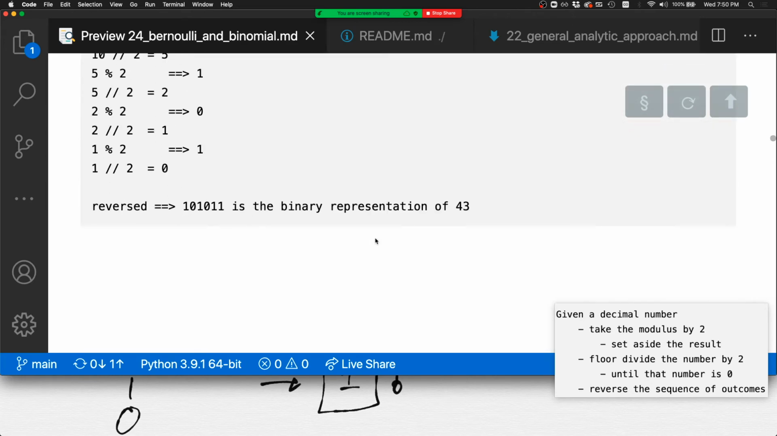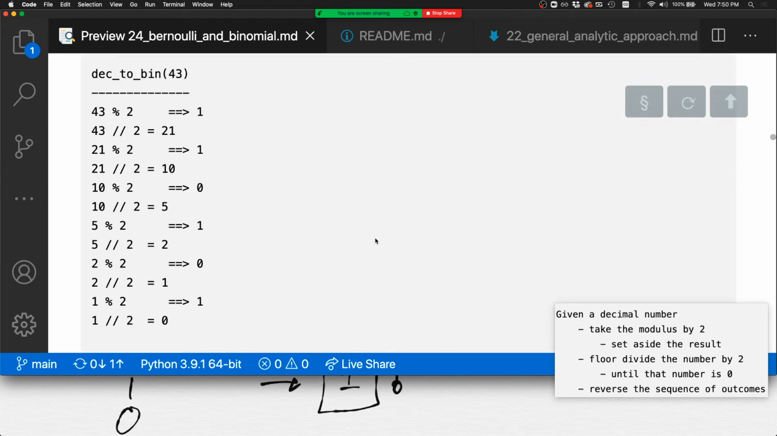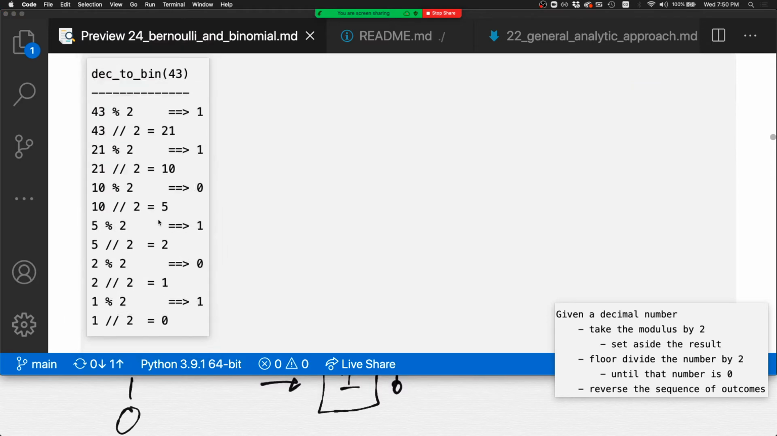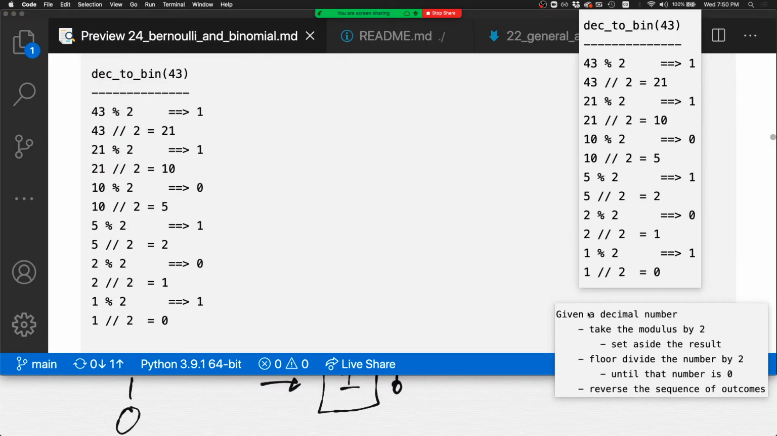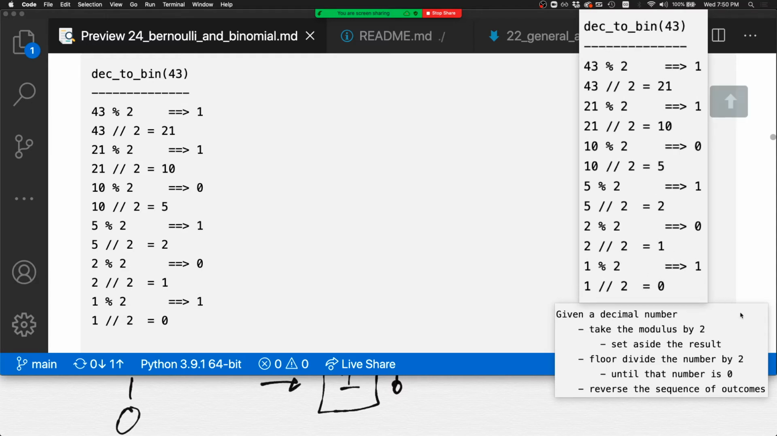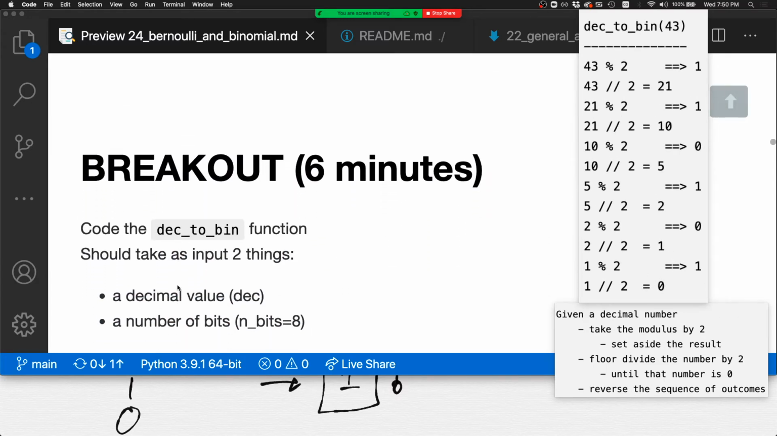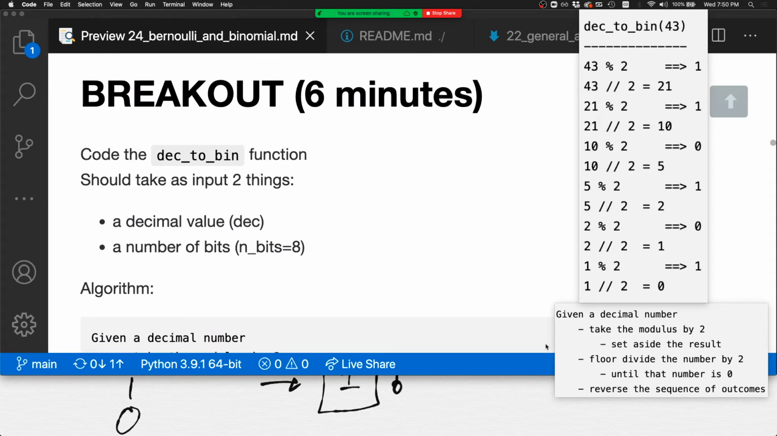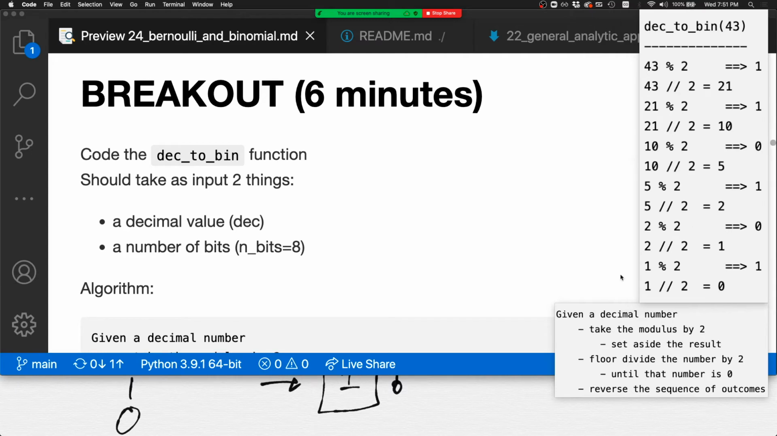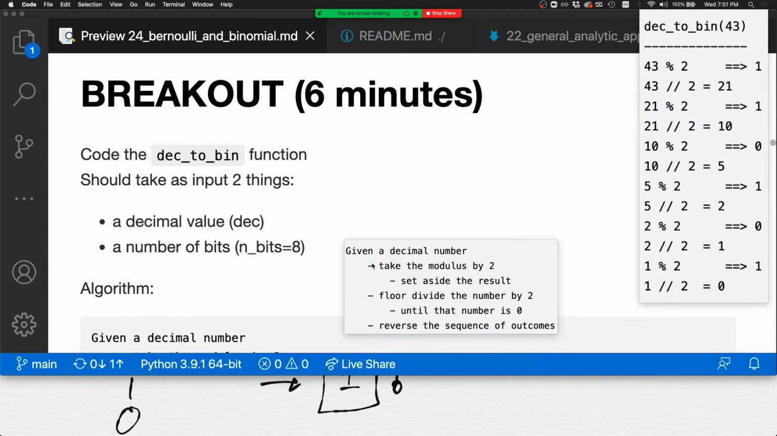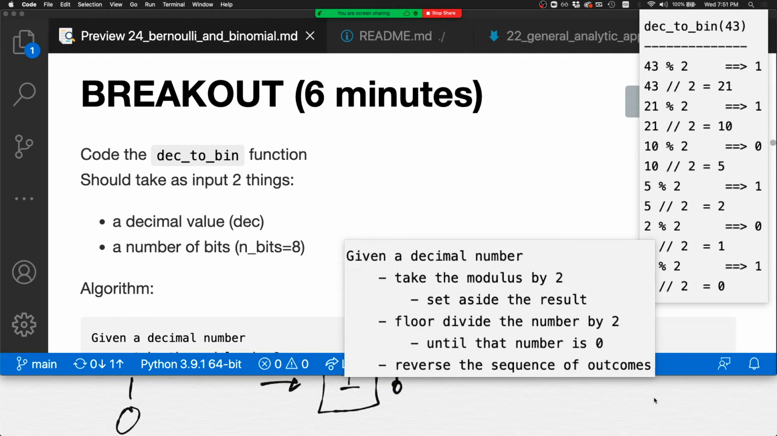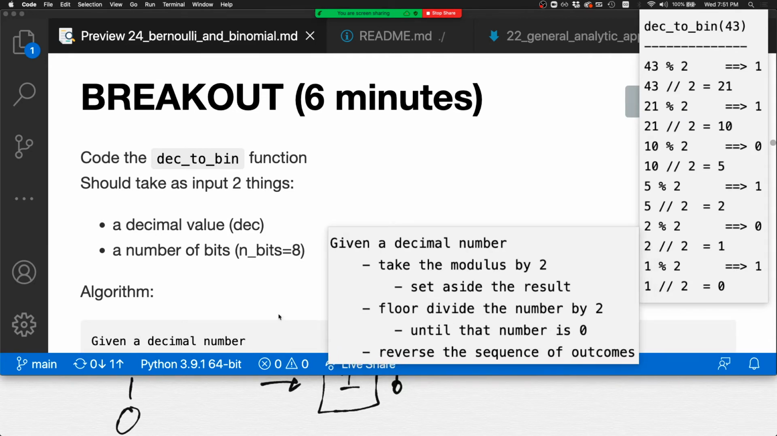This is that same example. Maybe what I'll do is put this on the side as reference. Remember to reverse at the end. And then you're going to code the decimal to binary function. I'll make this algorithm here just a little bit bigger so that it fits on the screen. This is going to have 2 parameters defined: the decimal number that you're putting in and the number of bits.